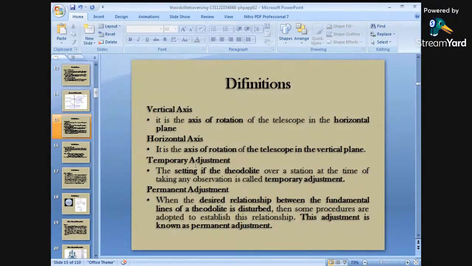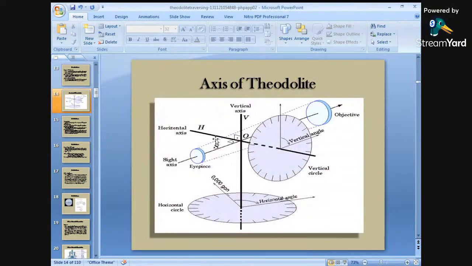After that, there is a vertical axis. Along the vertical axis, you can see that your whole telescope can revolve. So this line is called your vertical axis, along which your telescope completely revolves through 180 degrees or 360 degrees.